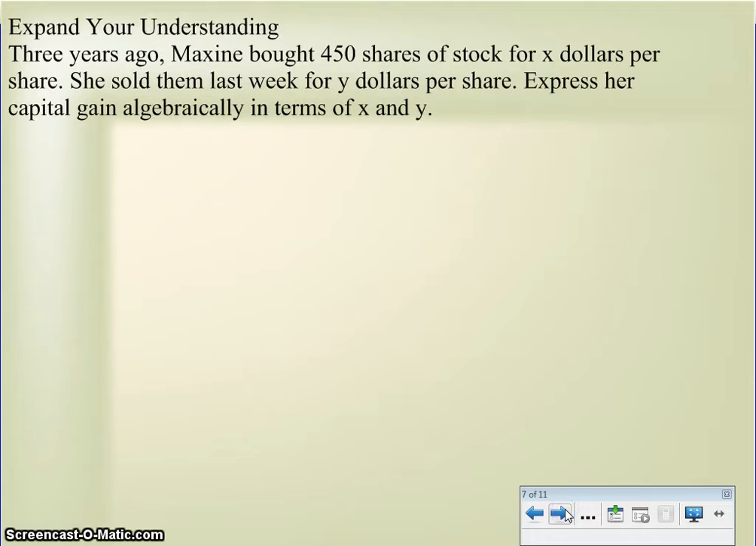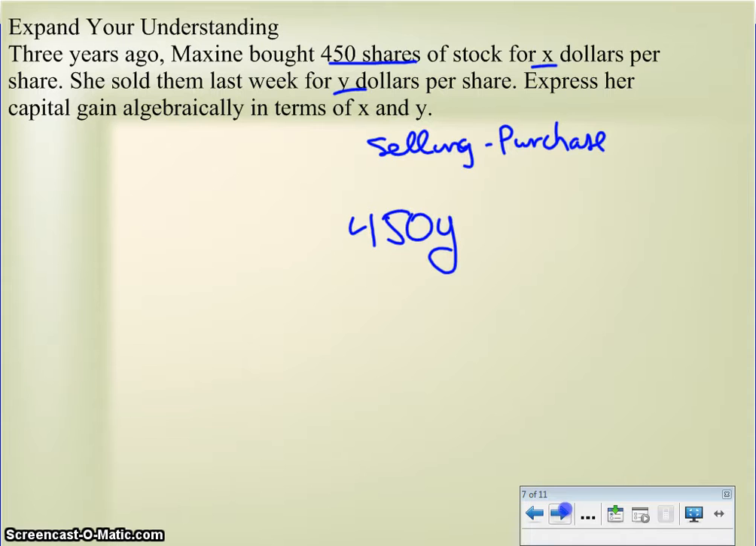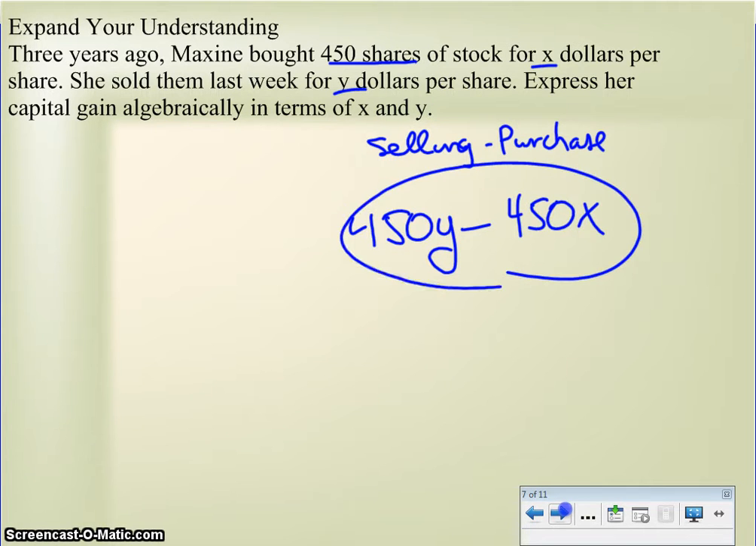Okay, expand your understanding. 3 years ago, Maxine bought 450 shares of stock at X dollars. She sold them last week for Y dollars. So remember, it's selling price minus purchase price. Express her gain algebraically. Well, she sold them for Y dollars, so it's 450 times Y minus the purchase price, those same 450 shares, at her purchase price of X per share.